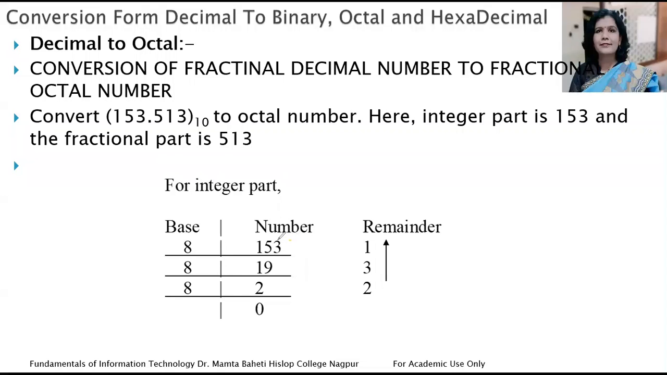8 19s are 152, balance is 1. 8 2s are 16, balance is 3 or remainder is 3. This 2 is not possible. It is not possible for us to divide it by 2. So we are putting it as it is. Okay. So 2 3 1. 2 3 1 is our integer part division done. Okay. Now we'll work on fractional part.